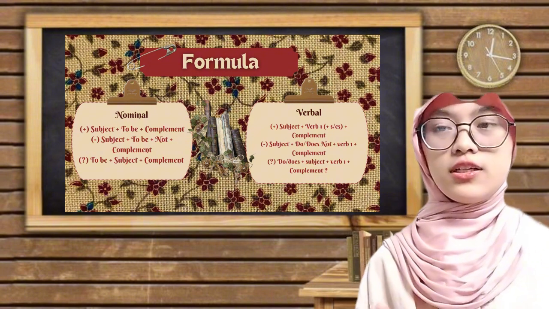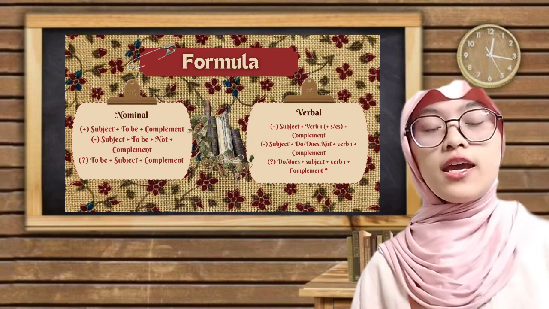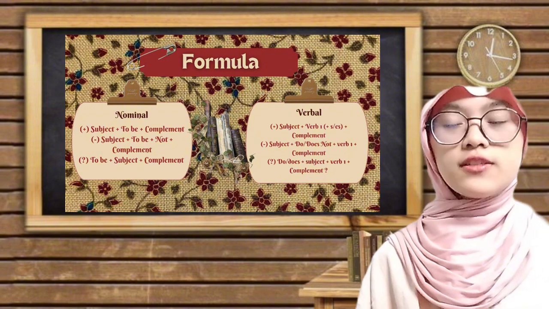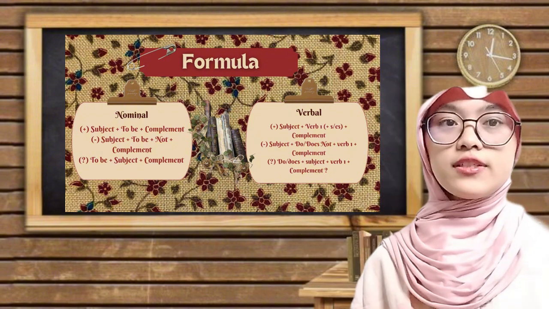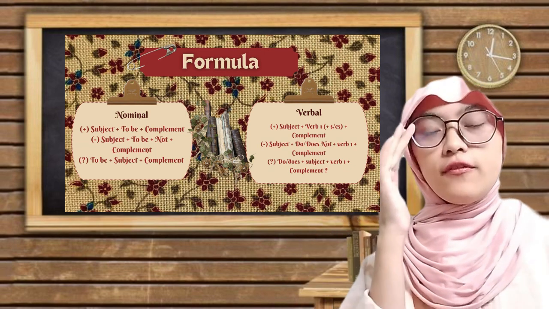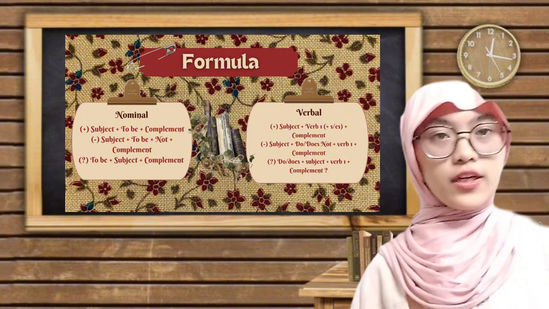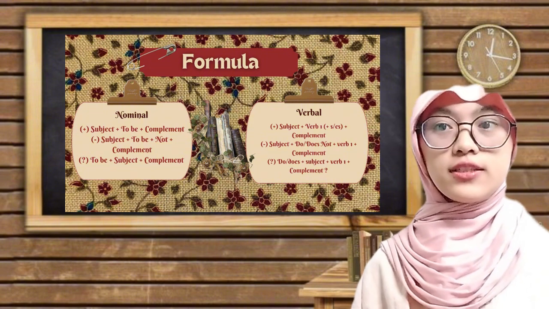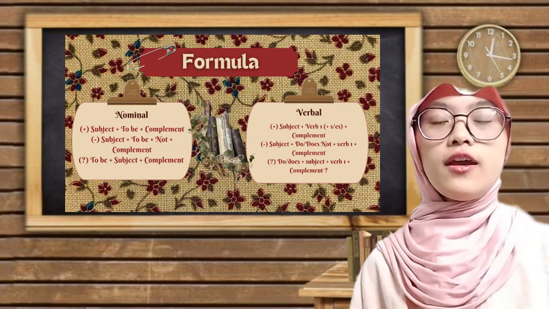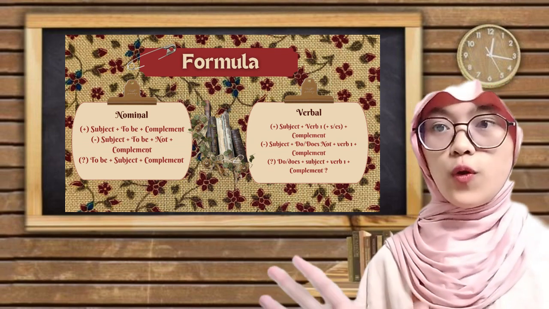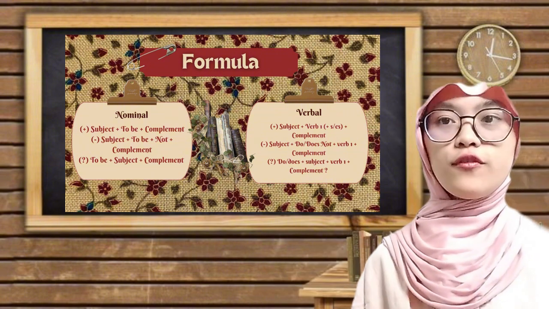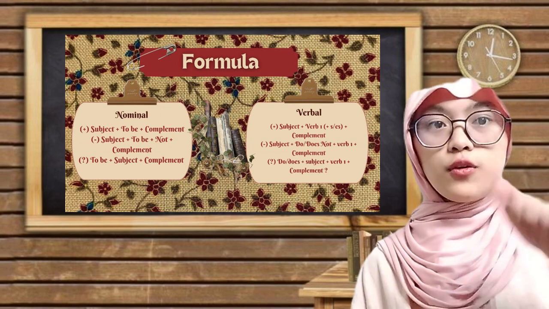And for the verbal, we use the verb, of course, and we use verb 1. The positive verbal is subject plus verb 1 plus s or es. And don't forget plus complement. And for the negative verbal is subject plus do or does not plus verb 1, of course, and for the last is complement. And for the interrogative, do or does plus subject plus verb 1 plus complement. Don't forget to add the question mark.